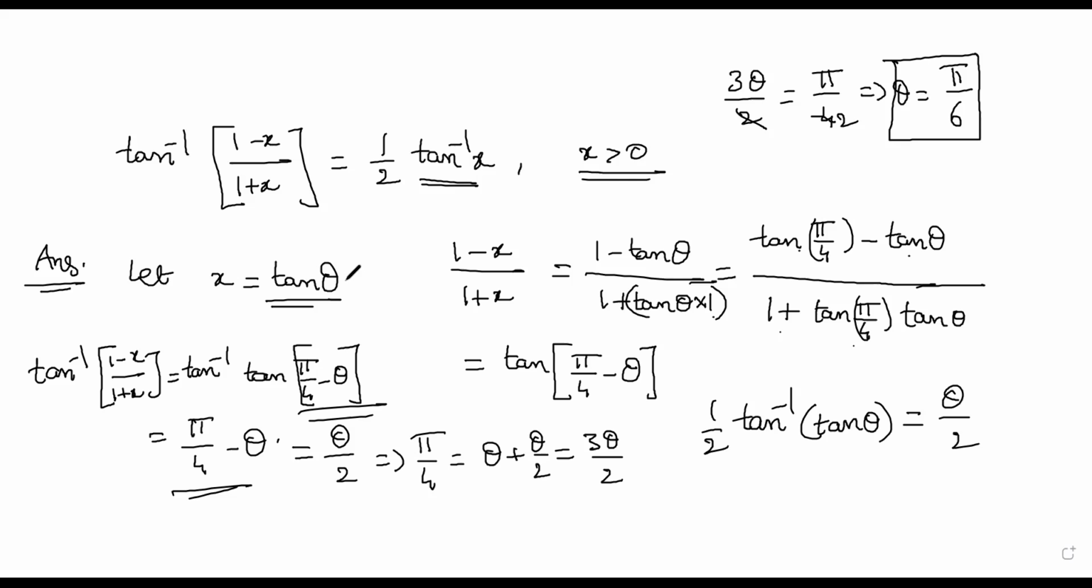So theta is pi by 6, and then you have to find what x is. X is tan theta, so you have to find tan pi by 6. Tan pi by 6 is 1 by root 3. So the value of x is 1 by root 3. You give the answer x is equal to 1 by root 3. That's the answer. So that's how we give the answers.